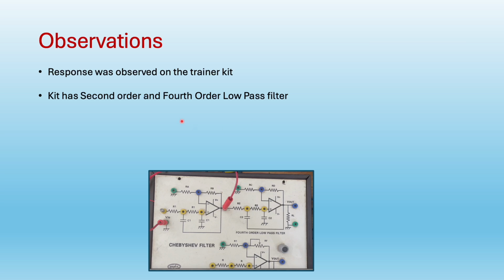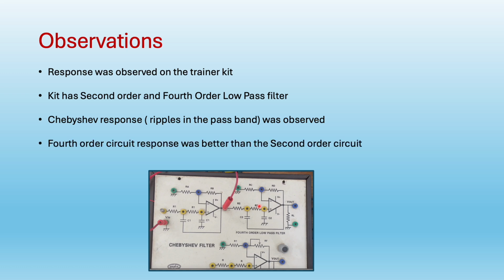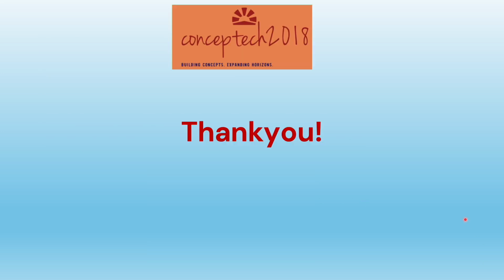We have observed the response of this experiment on the trainer kit, and the kit has a second order filter and a fourth order filter which is made up of two stages of second order filter, and we have observed the ripples in the passband. So, the response is Chebyshev, and the fourth order circuit response was better than the second order circuit here. The input was applied through the function generator and the output was observed on the CRO. I hope you have observed the ripples on the CRO during this experiment, and now you know the difference between the Chebyshev and Butterworth response. I hope you have enjoyed it. Thank you.